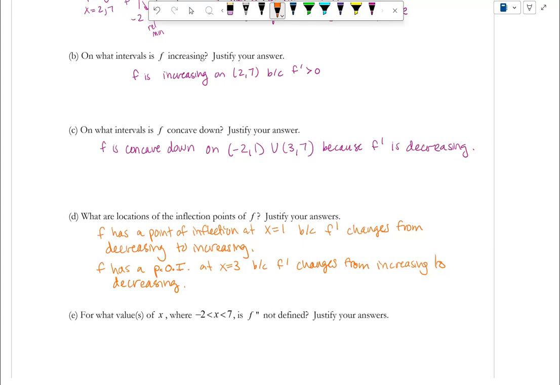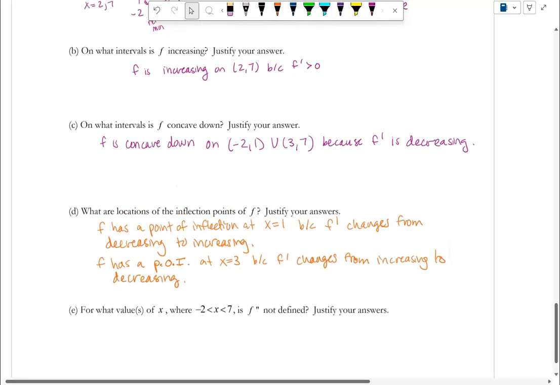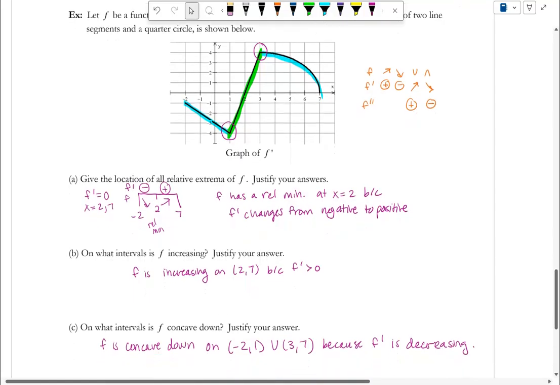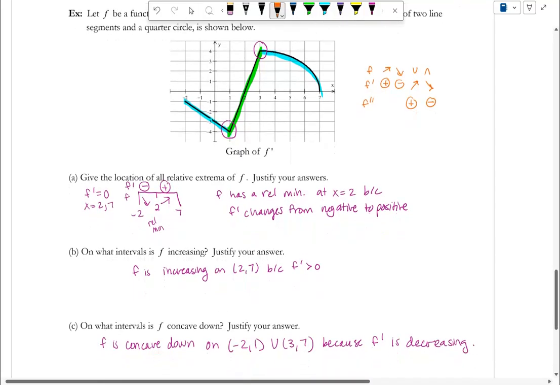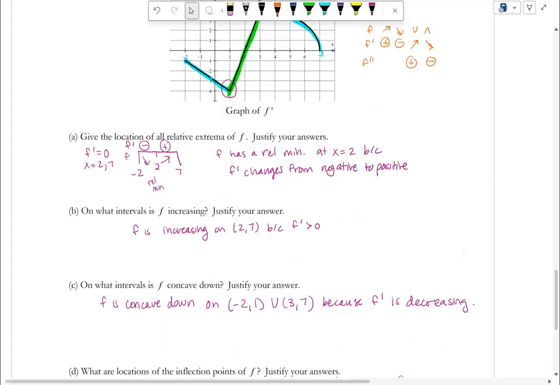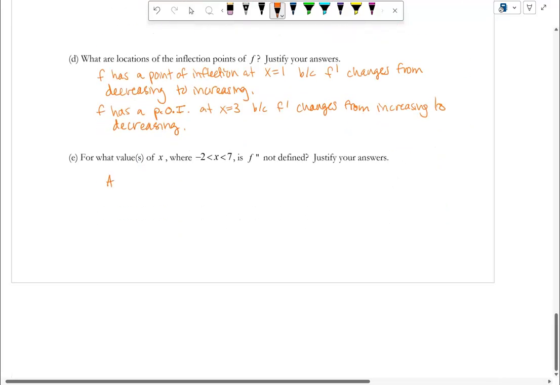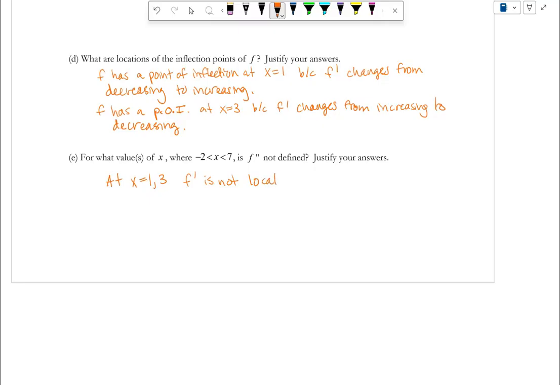All right, finally, in part E, I didn't read ahead because we already talked about this one. For what values of x is the second derivative not defined? We said this verbally a moment ago. That's going to be at x equals 1 and x equals 3, because that is where f prime is not locally linear. We could also say that f prime has a corner there. So at x equals 1 and x equals 3, f prime is not locally linear. Therefore, the second derivative does not exist.